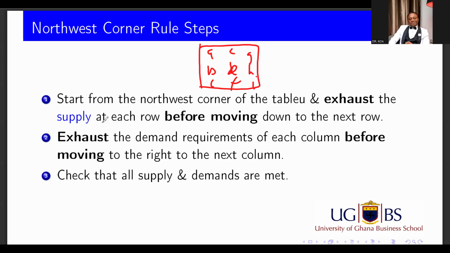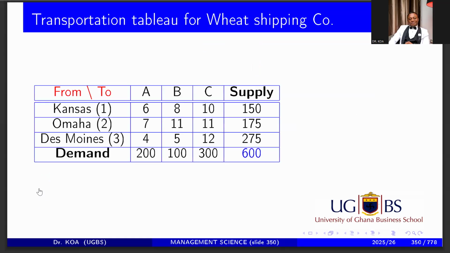So first, we need to know the entire total supply table. Look at it, this entire table. In there, you have the cost: 6, 8, 10, 7, 11, 11, 4, 5, 12. And then the total supply for Kansas City is 150. The total supply for Omaha is 175. Total supply for DM is 275.